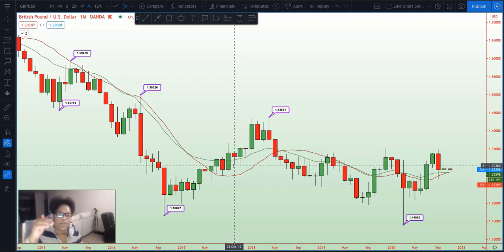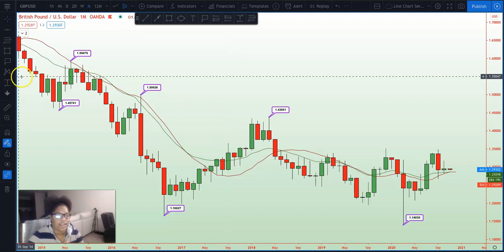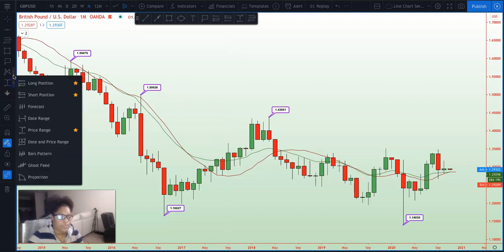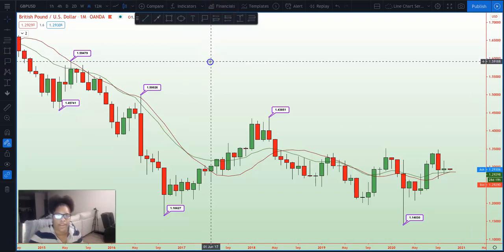I can see that we are making lower lows and lower highs. Now I use this price level tool here on TradingView. You guys can get that if you come over here. And let's see, I think it's under the text button, the T, and just scroll down to price level, put a star by it, and then it'll show up in your favorites bar.